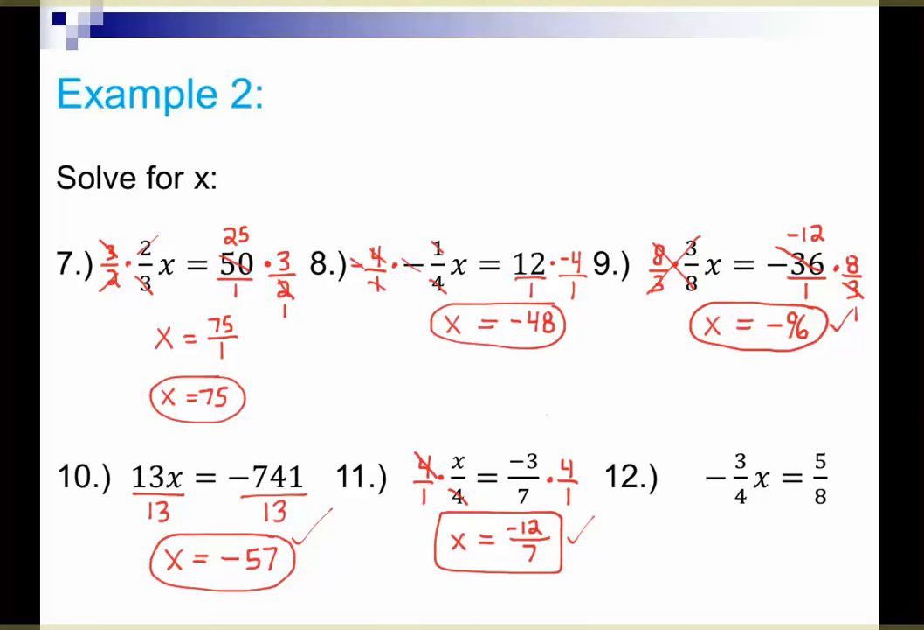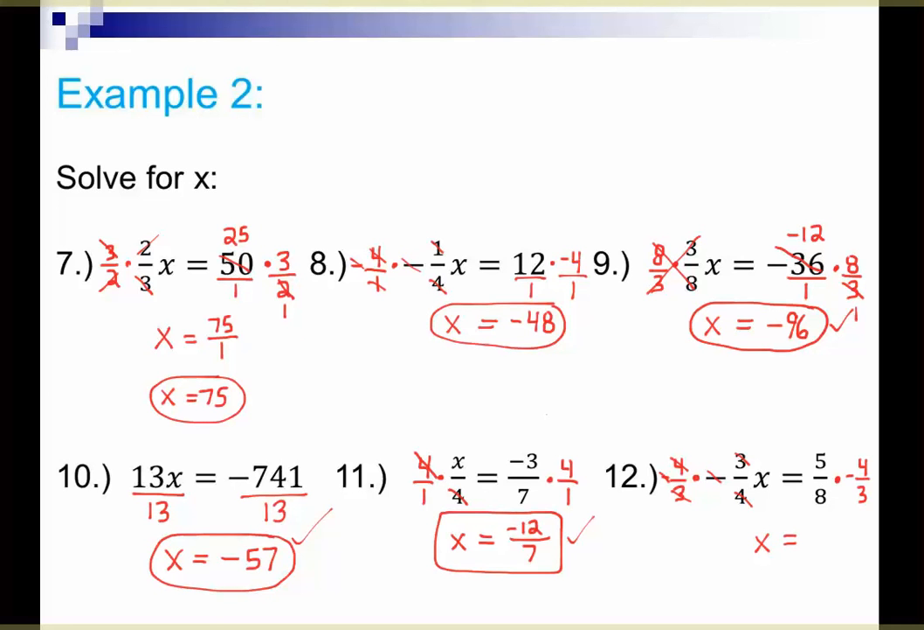All right, moving on to the last one, and hopefully you're doing well on these. I've got negative 3/4 x. How do I get rid of that negative 3/4? Well, I'm going to multiply it by its reciprocal, which is negative 4/3. I have to multiply this other side also by negative 4/3. 4's cancel, 3's cancel, negative times a negative is a positive, just left with plain old positive x. 5/8 times negative 4/3. Now that's what we have to work on.